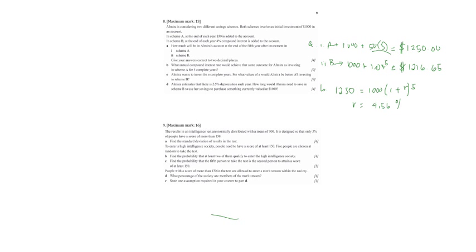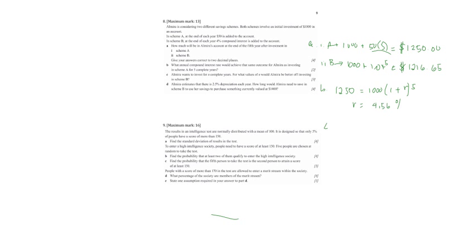So using your calculator, this will generate a rate of interest which is 4.56%. So it means she has to increase the rate of interest from 4 to 4.56, so that in n years they will have the same outcome.